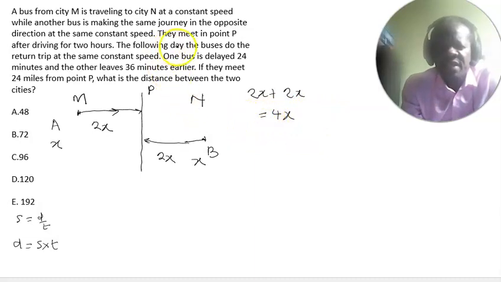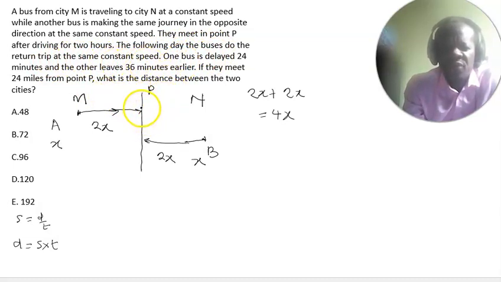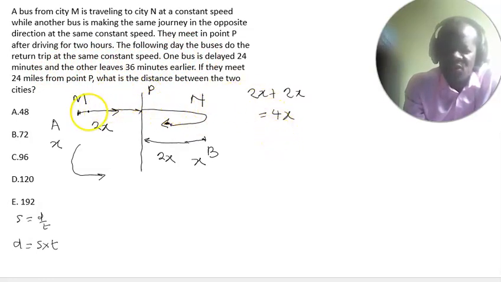So let's continue. They meet in point P after driving for 2 hours. The buses then do the return trip at the same constant speed. So now we have A moving towards M, and then we have B moving towards N. We have A now moving towards M, and we have B moving towards N during the return trip. If the buses do the return trip at the same constant speed. Now their speed did not change, so we are still using the same speed as used in the first trip.